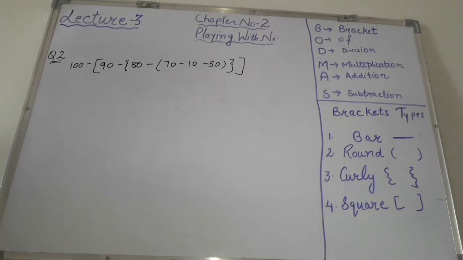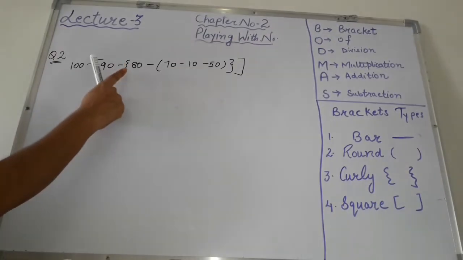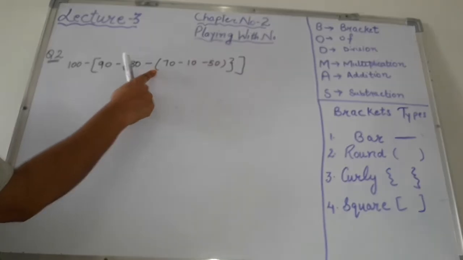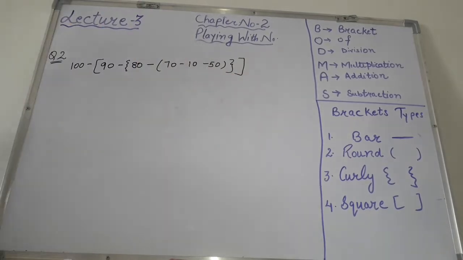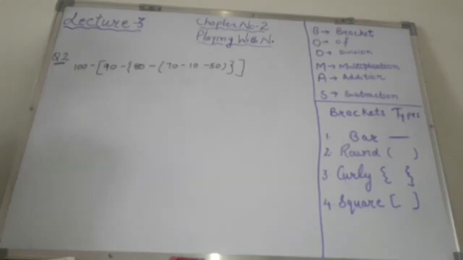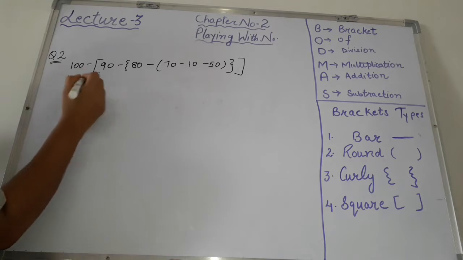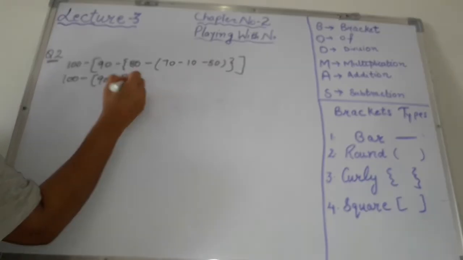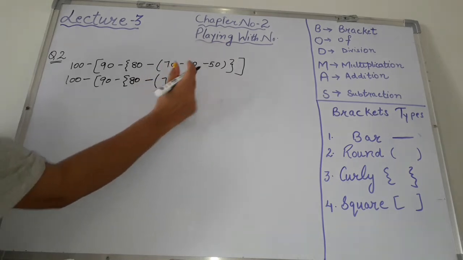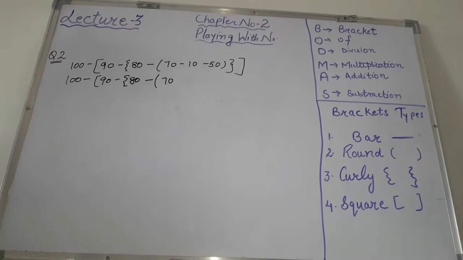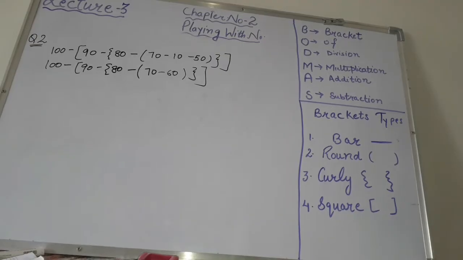Now let us continue with one more example. I have 100 minus square bracket 90 minus curly bracket 80 minus round bracket 70 minus 10 minus 50, round bracket closed, curly bracket closed and square bracket closed. Now here there is no bar bracket, so I will continue with the round bracket. So let us continue. I will write 100 minus 90 minus curly bracket 80 minus 70, now minus minus becomes plus, minus 10 minus 50 becomes minus 60. Then curly bracket and then square bracket closed.